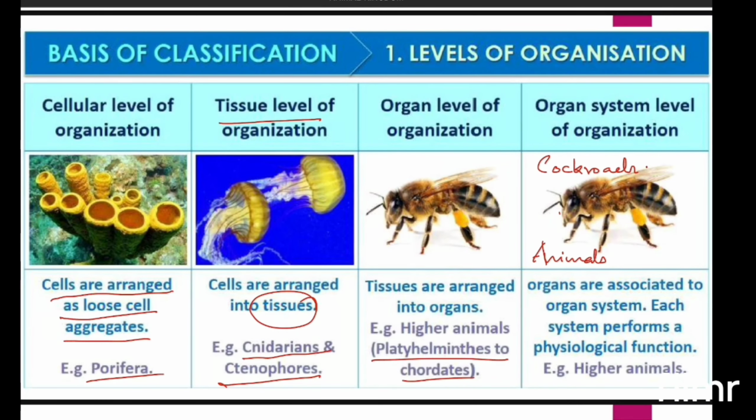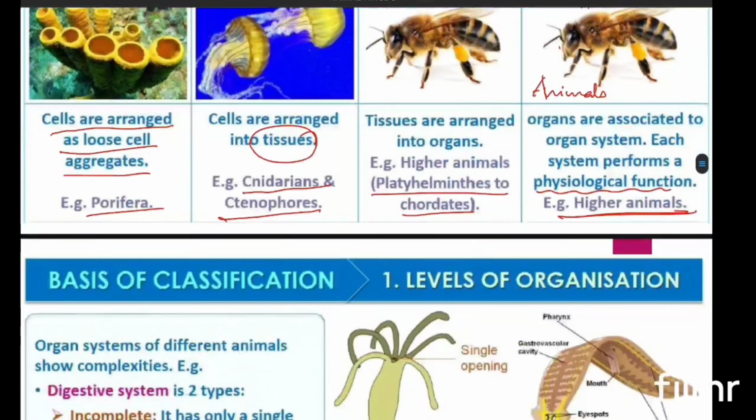So we cannot make a clear differentiation between organ level and organ system. The organs are formed, then they can form the organ systems also. Each system will perform a special physiological function. Like the excretory system, it will have excretion as its function. The respiratory system helps with respiration altogether. The circulatory system is for the passage and circulation, transport. These are mostly commonly seen in higher animals.